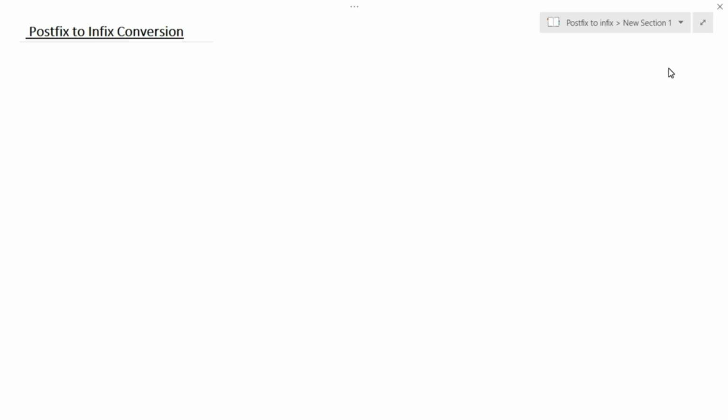Let's see how to convert postfix expression into infix. So first, let's see what is meant by postfix and what is infix. When the operator comes in between operands, then this expression is called infix, and when the operator comes after operands, then this type of expression is called postfix. So here we are going to convert postfix expression into infix.